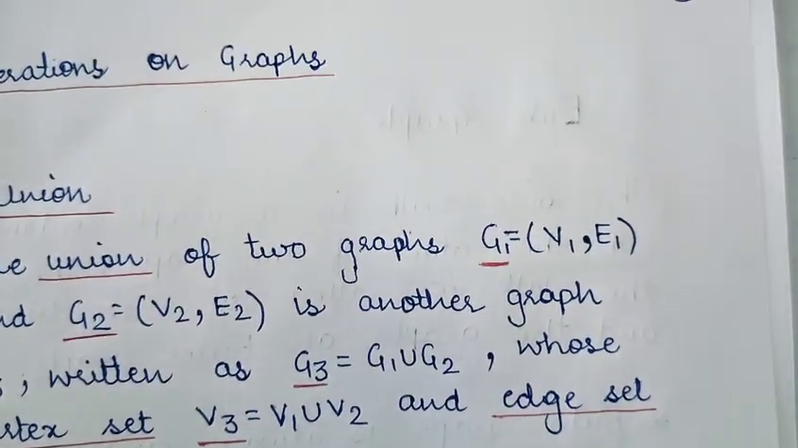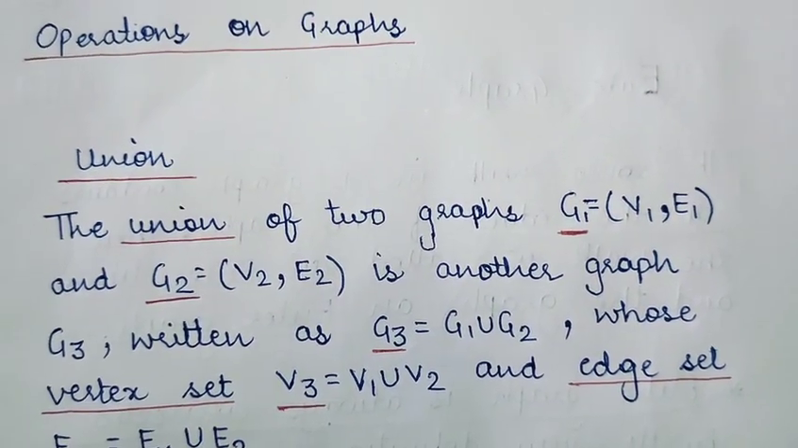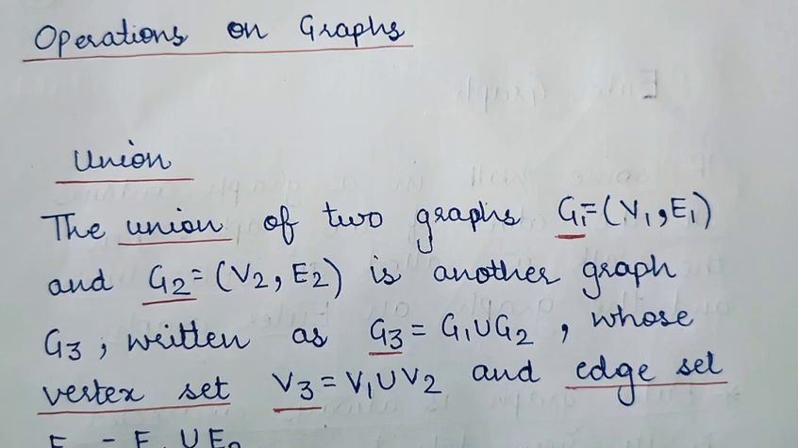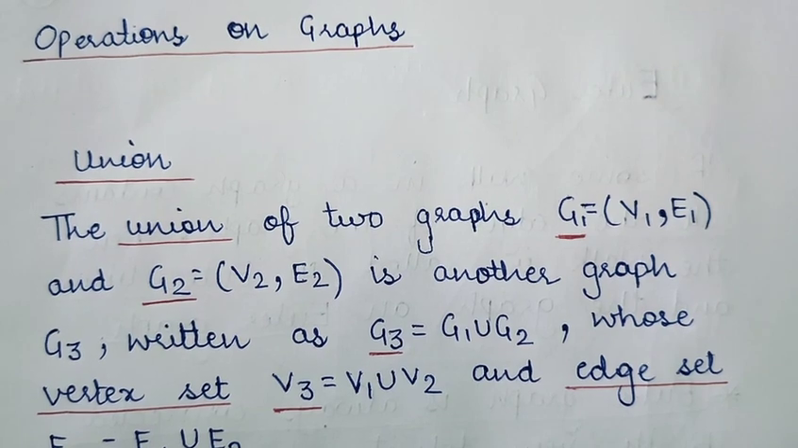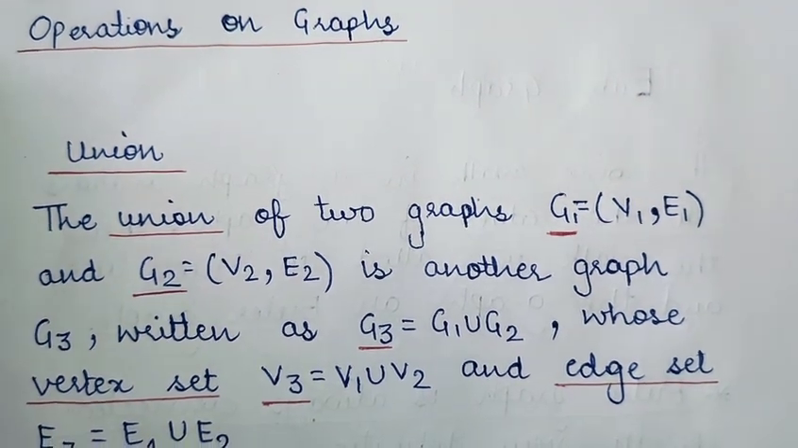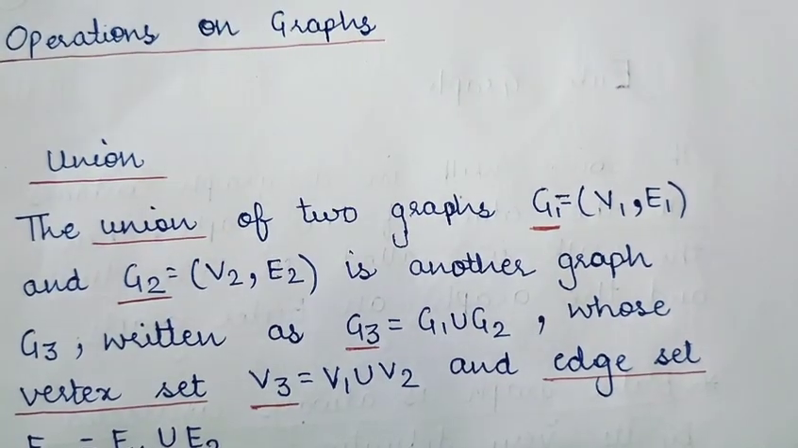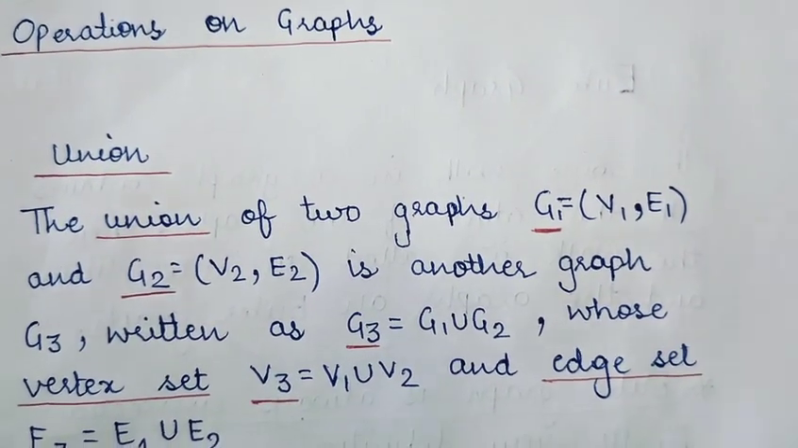Now let's look at the operations on graphs. There are three basic operations that can be performed on a graph. They are union of graphs, intersection of graphs, and ring sum of graphs. So we will start with the union of graphs. What is the union of two graphs?